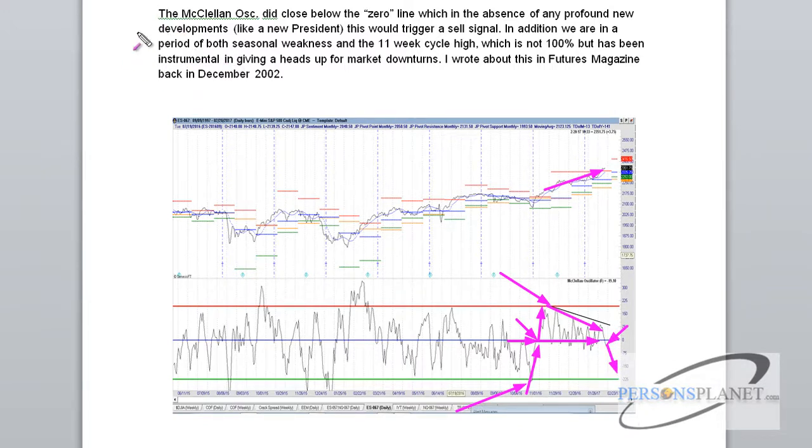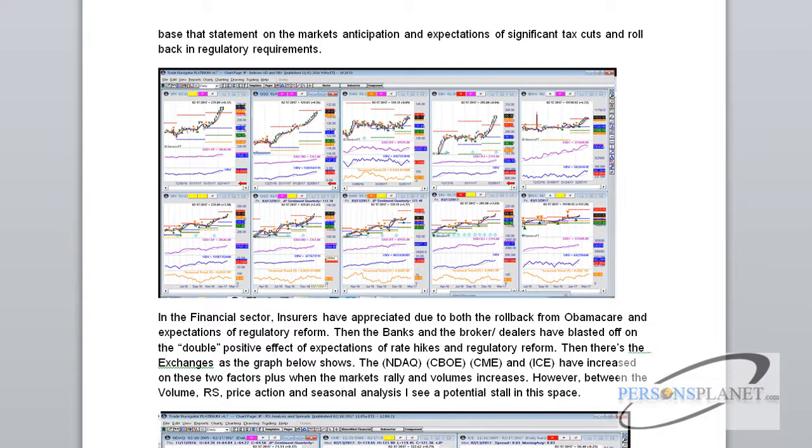As I pointed out, the McClellan Oscillator did close below the zero line, and in the absence of any new profound developments, like, a little sarcasm there, sorry, a new president, that would trigger a sell signal. But these are different times, and this is a warning shot that perhaps the market is near resistance, and we need to be aware of these indicators so that we don't get aggressively long at the top end of a move. So instead of giving you an opinion on the market, I always like to teach my clients.